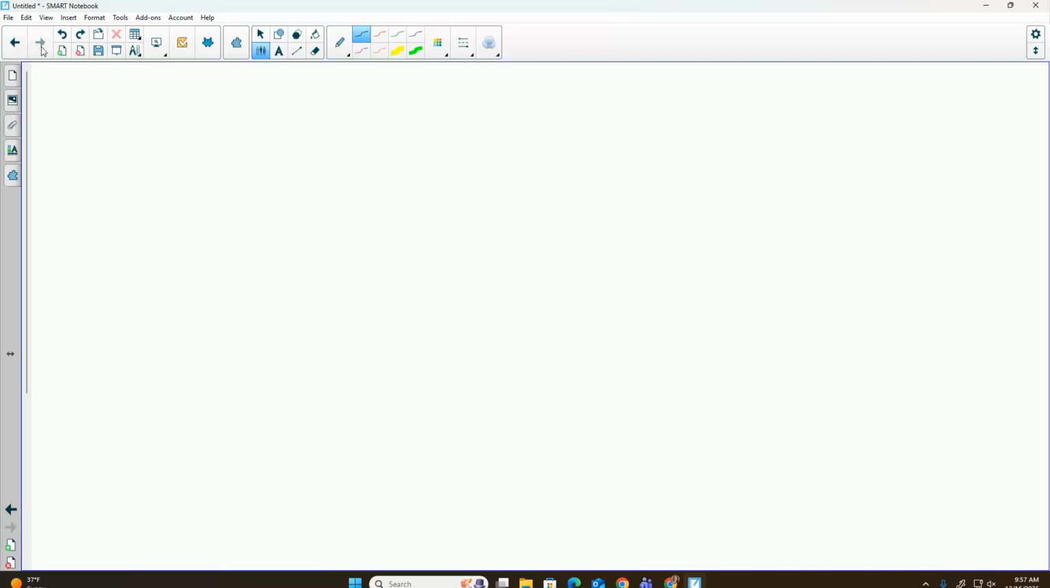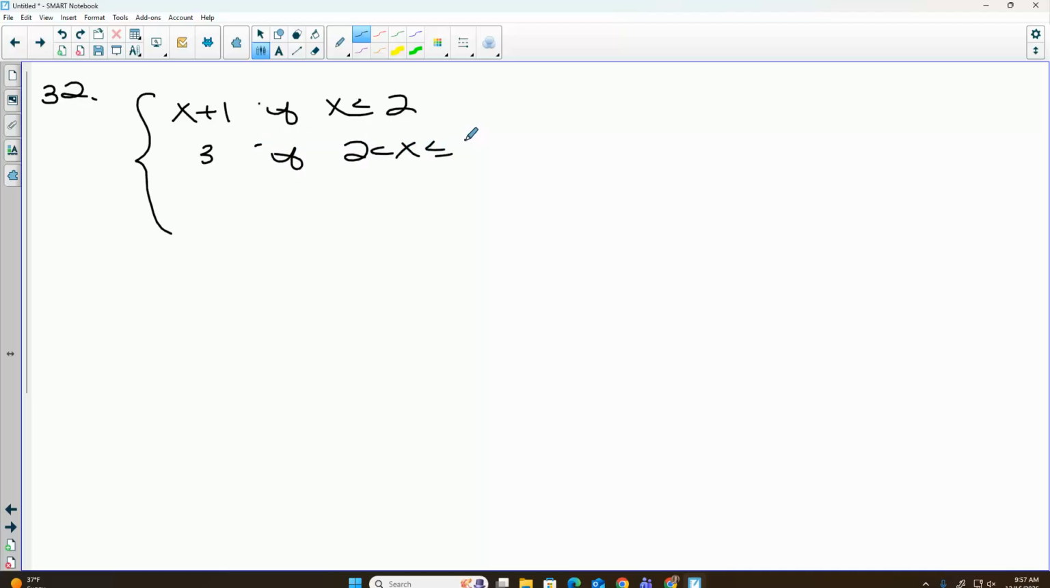Problem 32. Graphing a piecewise. Make sure you are correcting any mistakes that you have as we go through. All right. If I ask you to graph it piecewise, I am expecting to see a t-chart for each piece.